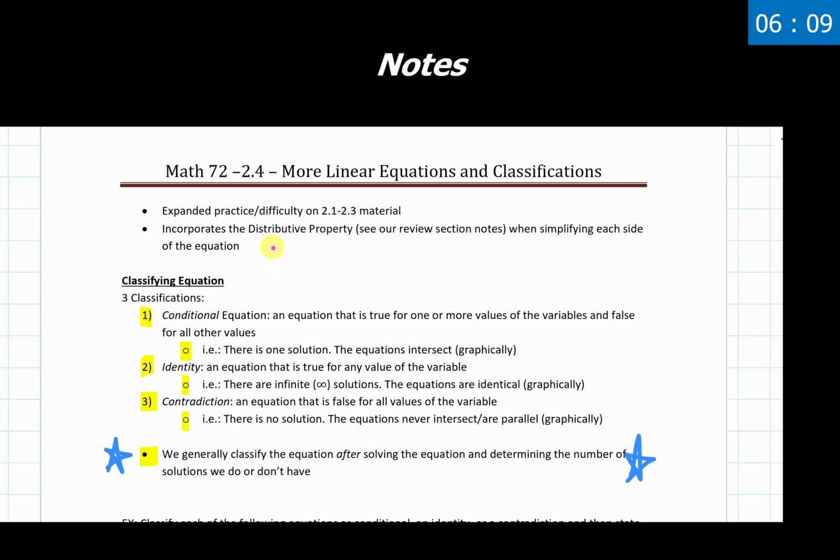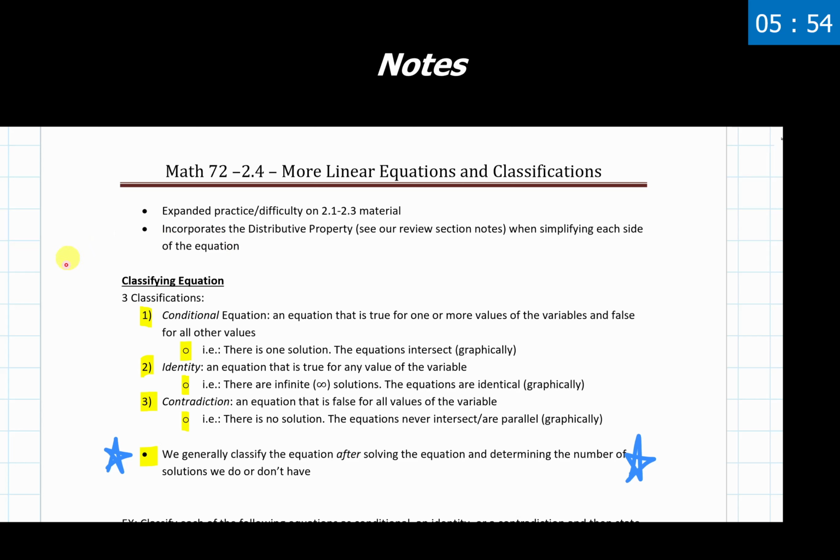We are going to incorporate a lot more of the distributive property with a lot of these problems, but beyond that, there's not really a whole lot else that's going to change in the raw process with calculating and finding answers for these things. Now the difference is that we are going to get into actually classifying equations when we are going through them.